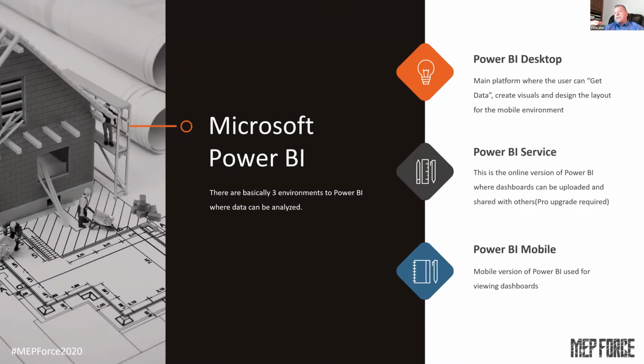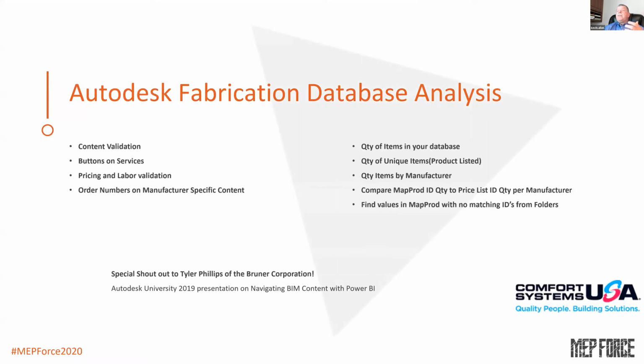So essentially, there's three different types, or three different platforms, if you will. There's the desktop, the service, and the mobile version. And so, we currently right now are using the desktop version. We have a couple of companies here at Comfort that are upgrading and utilizing the online version once they really get acclimated to it.